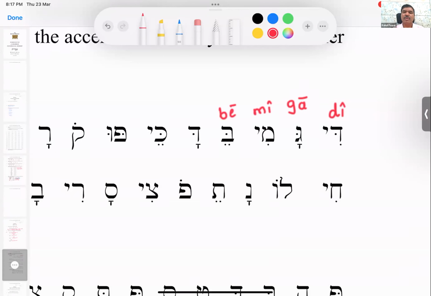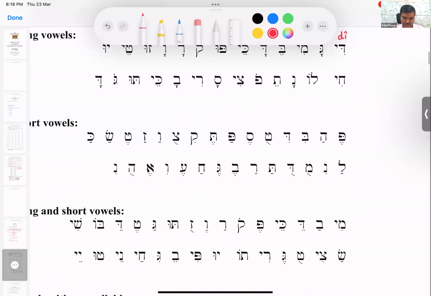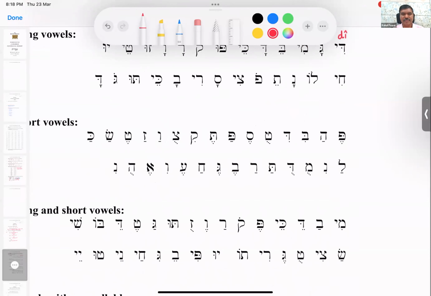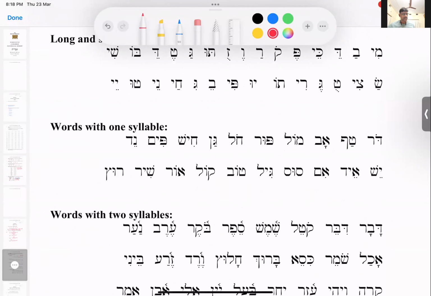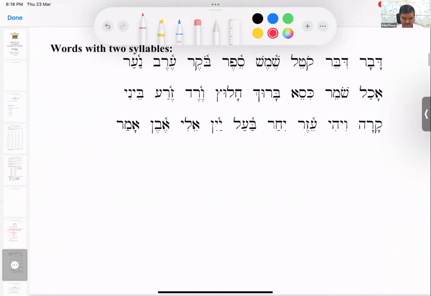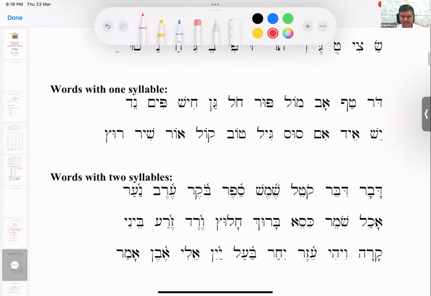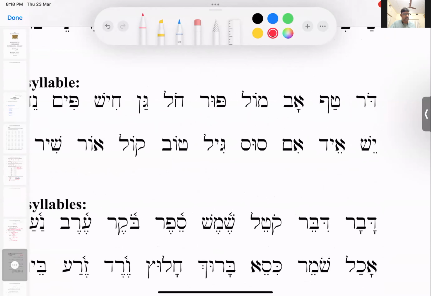If you don't know the transliterated form, refer consonant and its transliteration, vowels and its transliteration. And you see and write, but make sure that you write this transliterated form. And if there is no space, then write on a separate piece of paper. All long vowel, short vowel, long and short vowel. Words with one syllable, words with two syllables. Any doubts regarding this assignment number two?